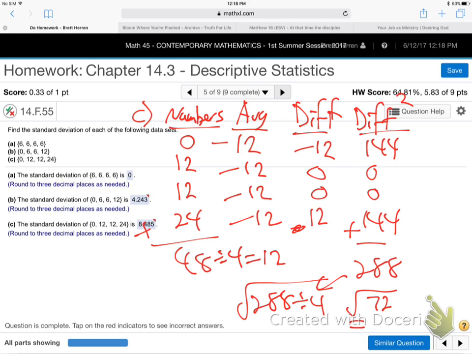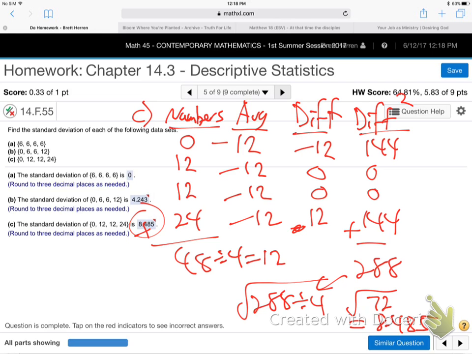It's 8.485. Oh yeah, it's right there. There it is. Good? Everybody okay with that? Cranking out standard deviation on that? We good?